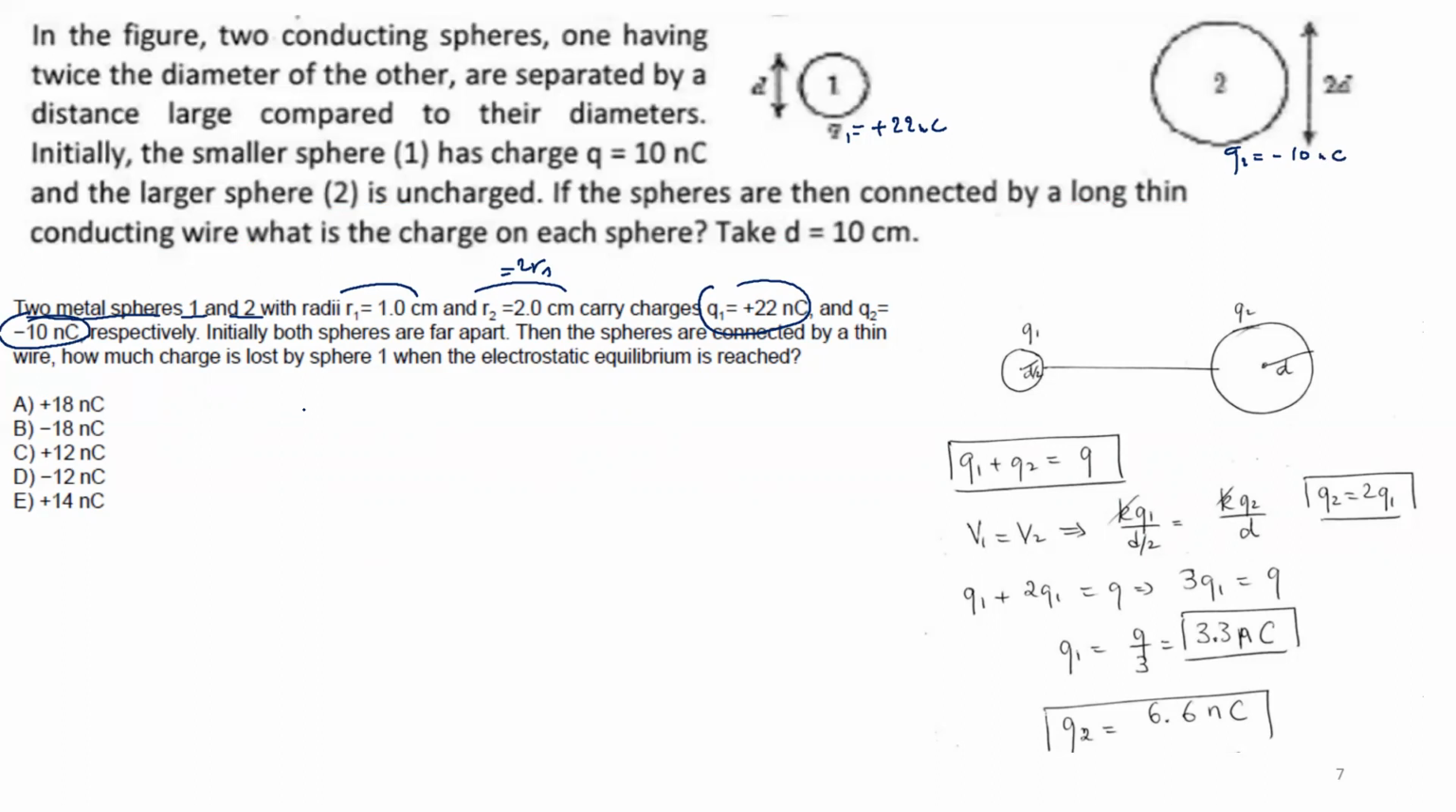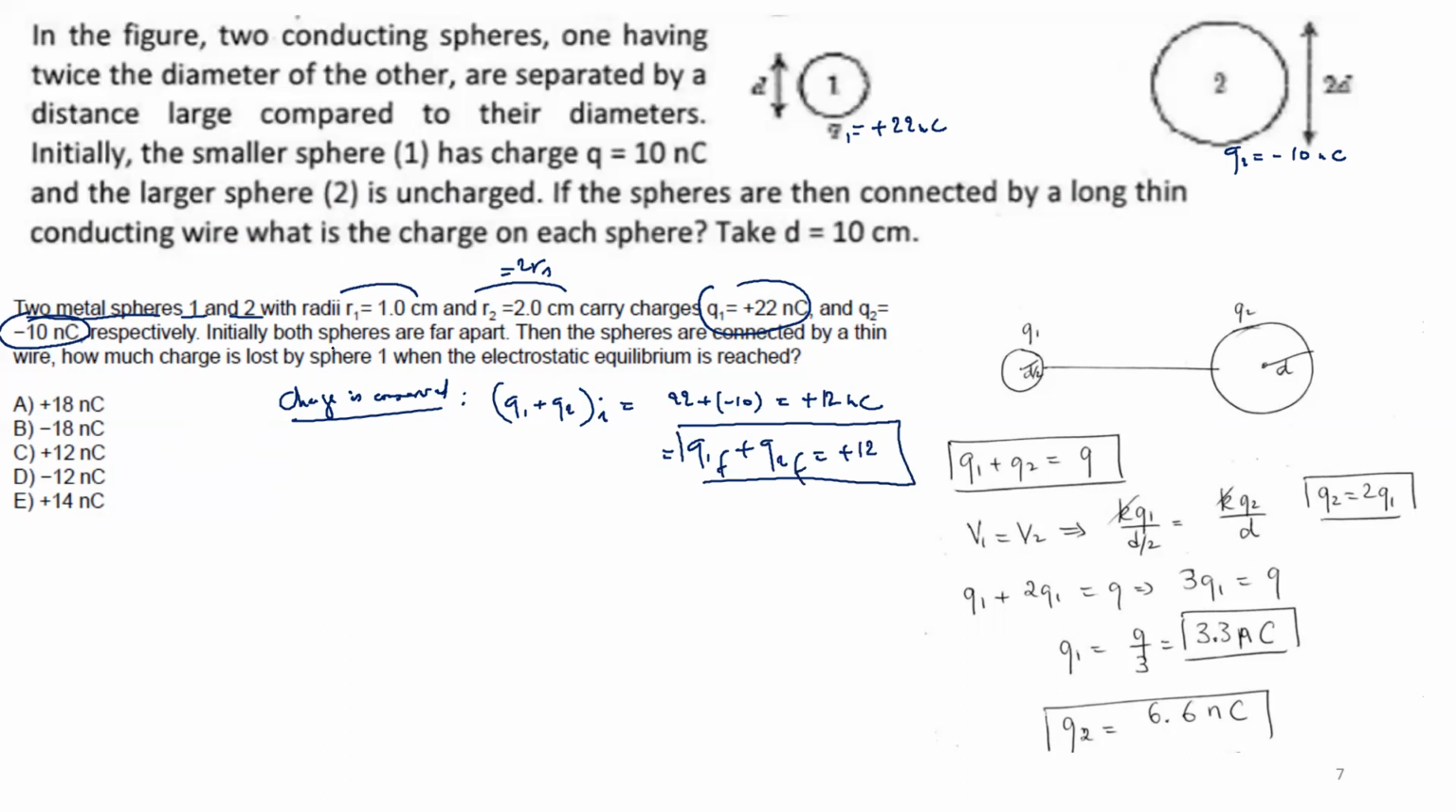So first things first, charge is conserved. So what's the total charge? Let me write it here. The charge before, Q1 plus Q2 initial, is equal to 22 plus minus 10, which is equal to plus 12 nanocoulomb. This should be equal to Q1 final plus Q2 final. Charge is conserved, 12 nanocoulomb.